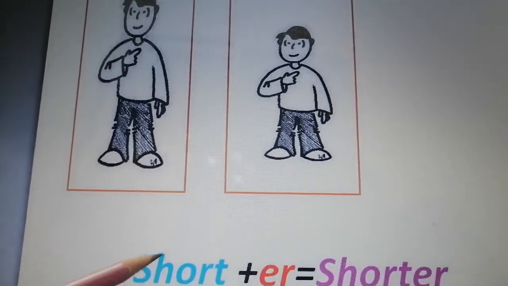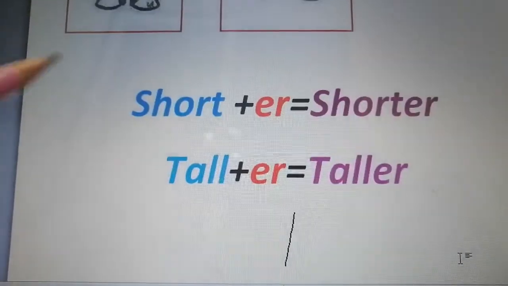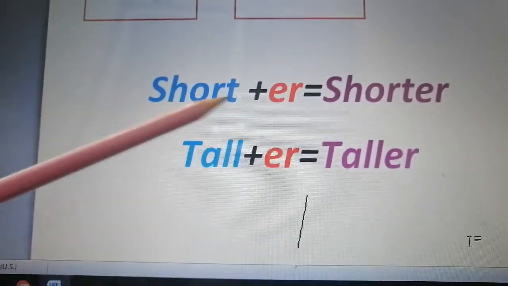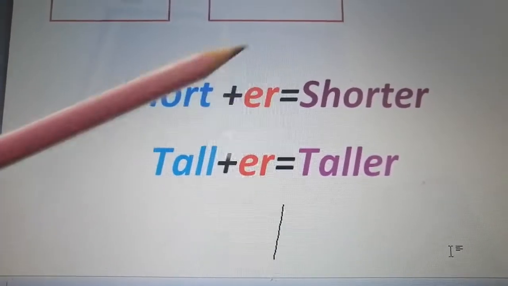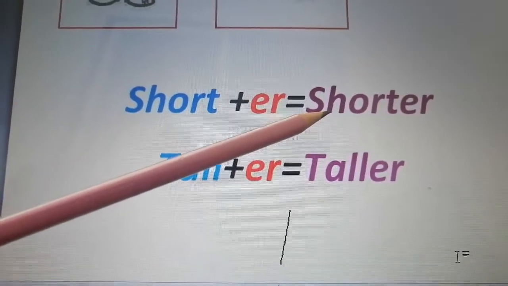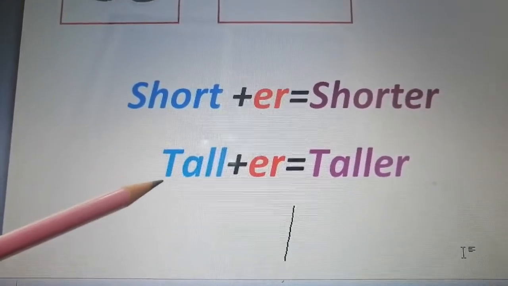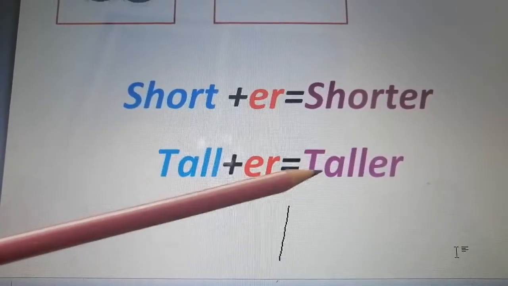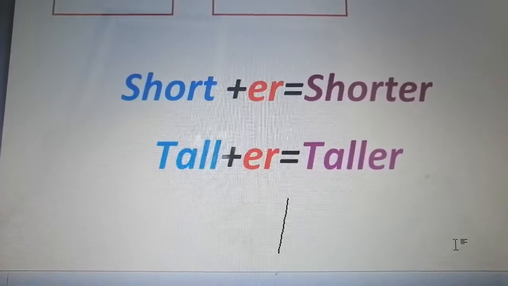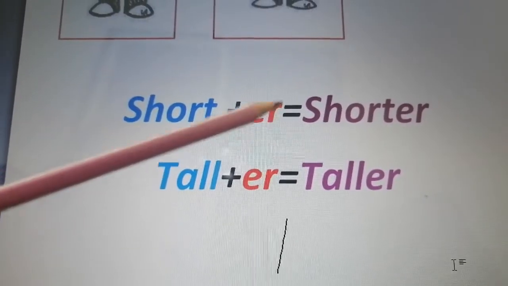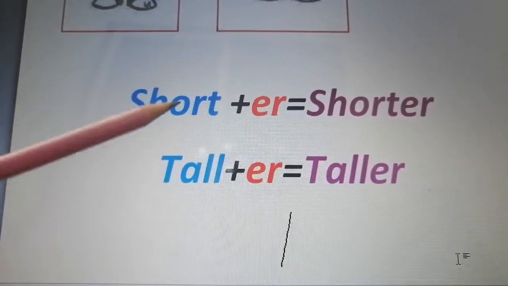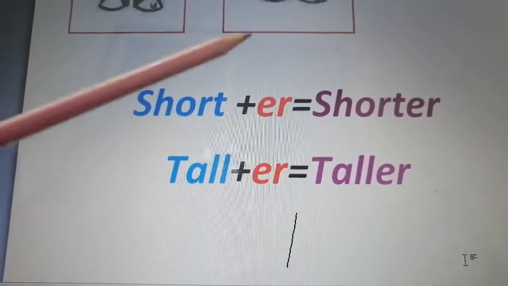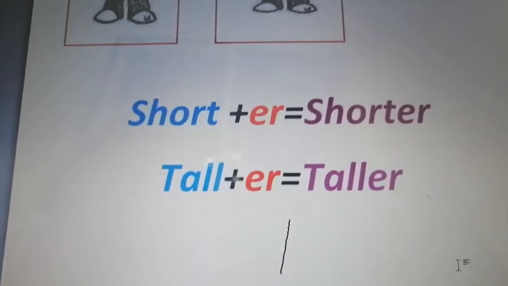Look here, this is the adjective short. Then we add er. Then we read it as shorter. This is the adjective tall. Then we add er. Then we read it as taller. Okay? So we add er to the adjective when we compare two things or two people to each other. Okay?